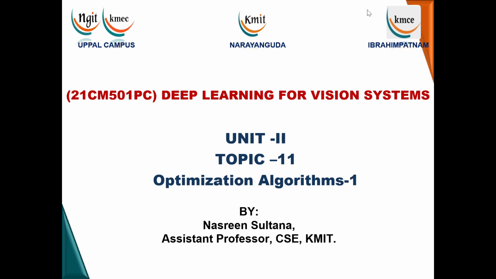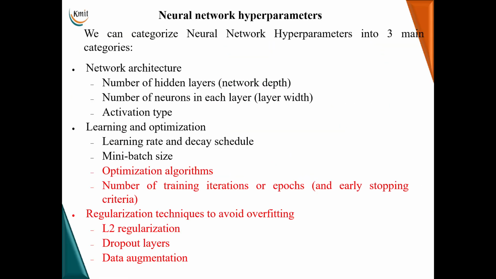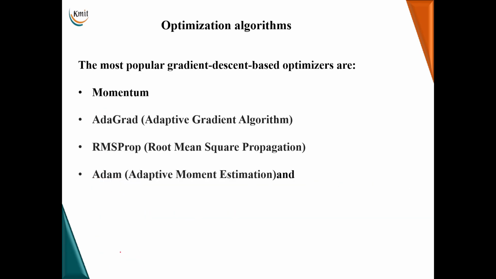Hello all, let us continue with neural network hyperparameters, and in today's session we will talk about the next hyperparameter, which is different optimization algorithms. So far we have talked about these hyperparameters, and these are the hyperparameters that we will be discussing in next sessions. Coming to the optimization algorithms, these are the most popularly used gradient descent based optimizers. The first is momentum, second AdaGrad, RMS prop, and ADAM.